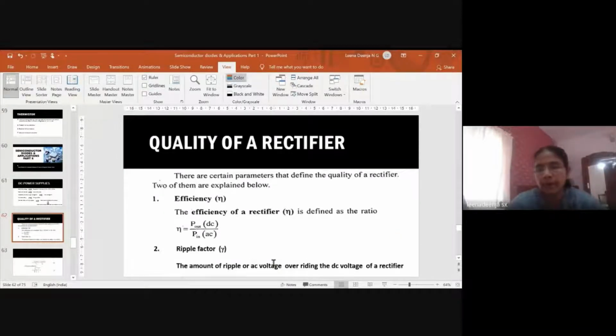Amount of ripple or AC voltage overriding the DC voltage of a rectifier is known as ripple factor gamma. That means how much of this AC is overriding the DC voltage of the rectifier.